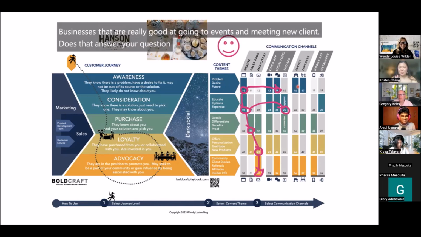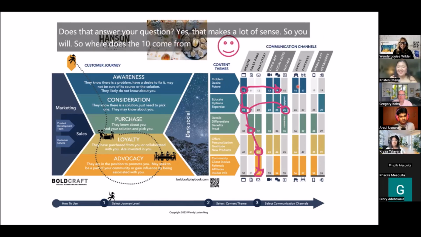Yes, that makes a lot of sense. So where does the 10 come from? Where is there a number 1 somewhere?